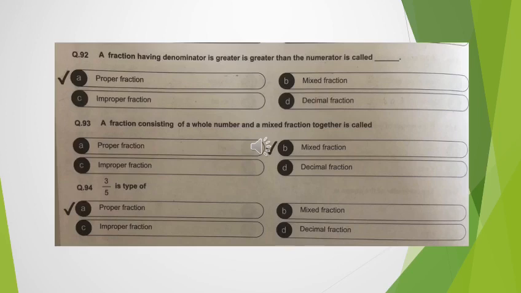Number 94: 3 by 5 is a type of. Option A, proper fraction; option B, mixed fraction; option C, improper fraction; or option D, decimal fraction. And the correct option is proper fraction. It's a type of proper fraction.